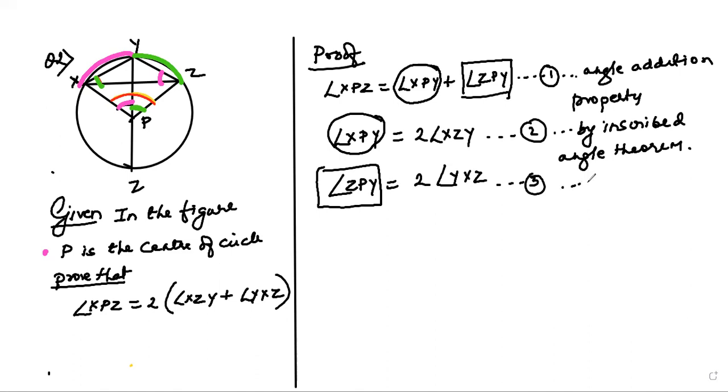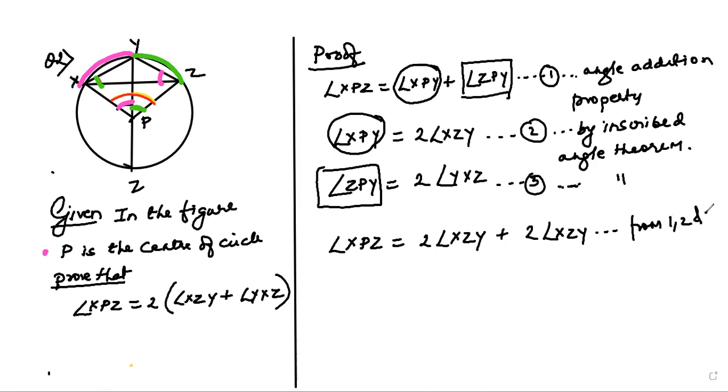Can I say by the inscribed angle theorem? You write it as inscribed angle theorem. I'm just putting it in marks. So can I replace XPY with twice angle XZY from 1, and in place of ZPY, I put twice angle YXZ, from 1, 2, and 3.